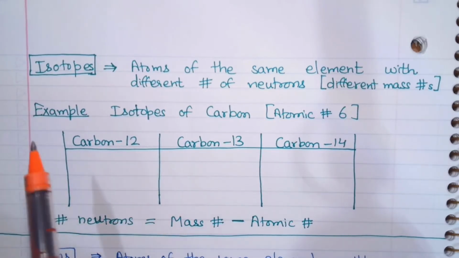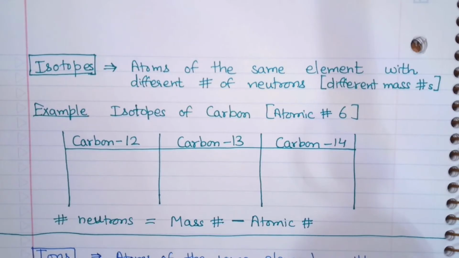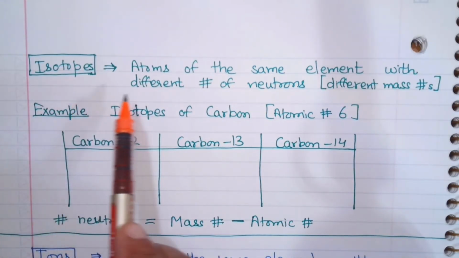Today we're gonna talk about isotopes and ions and how do we tell how many particles are in each of the isotopes and each of the ions. So let's start with isotopes.